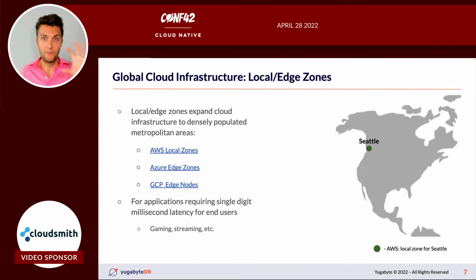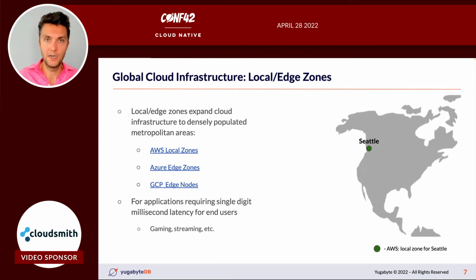And finally, we have regions. Every resource within a region is scattered across the zones, but also many cloud providers expand their infrastructure to densely populated metropolitan areas. And they have services or products named local zones, local edges, or edge nodes. What's the purpose of those local zones? They are usually required for applications that are looking for single-digit millisecond latency for their end users.